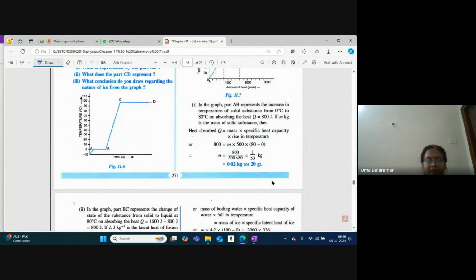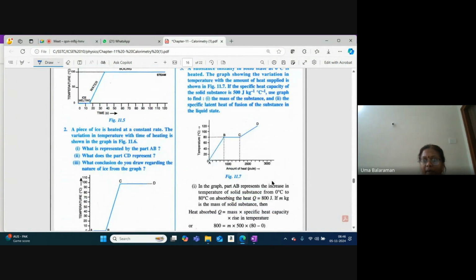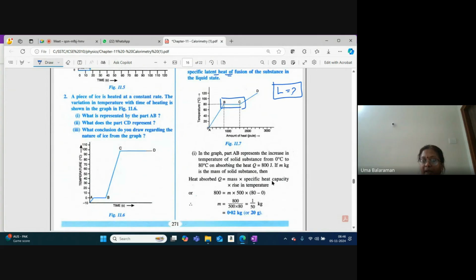And the second part is the specific latent heat of fusion of the substance in the liquid state. So what is L? Asking. Specific heat capacity is C. Specific latent heat of fusion is L. So look at the B to C graph for L. A to B graph for Q. B to C graph for L.